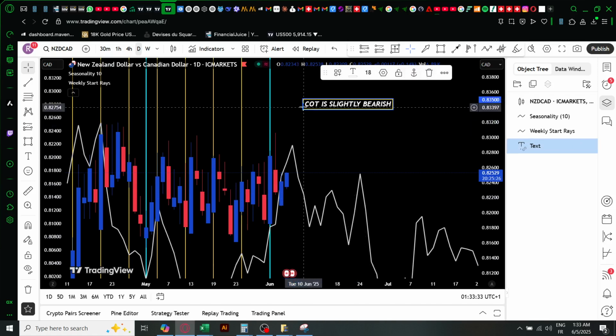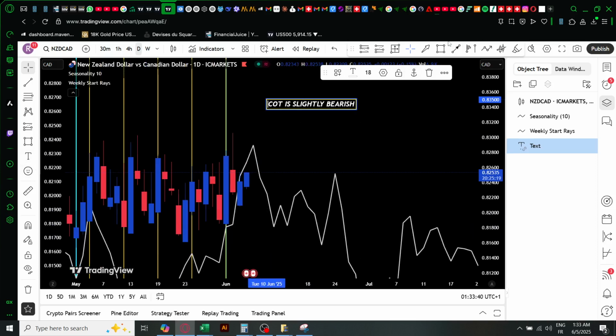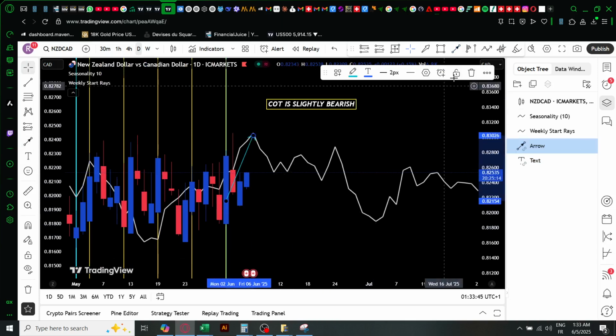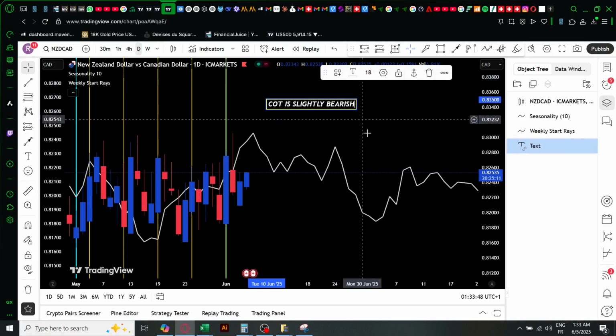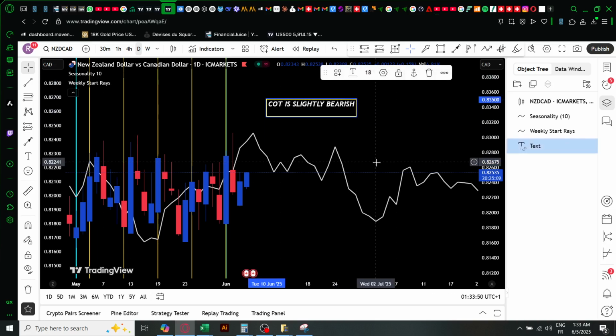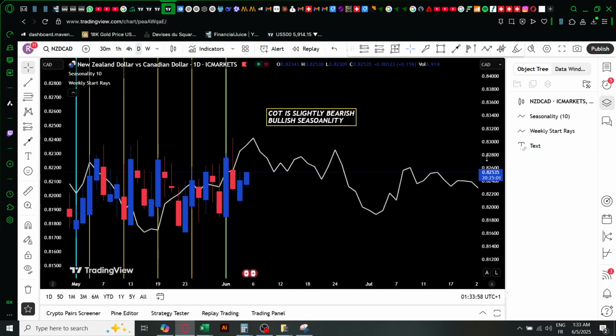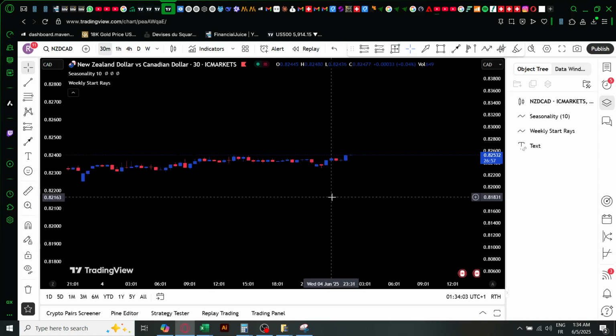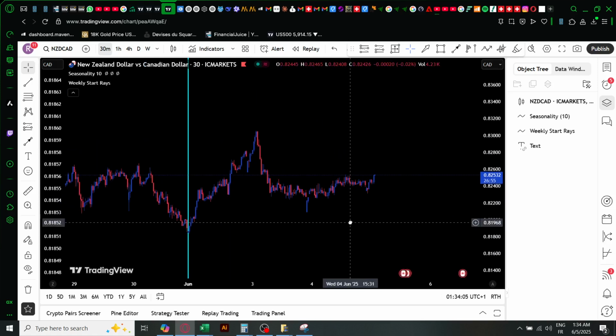So the first reason is COT is slightly bullish. The second is we clearly can see that the seasonality is going up. So let's mark it here. Bullish seasonality. And that's all. So what I'm gonna do now is avoid, or completely avoid, this market.